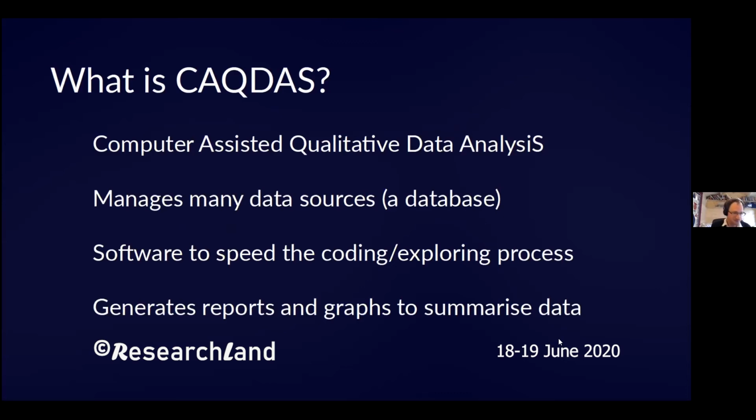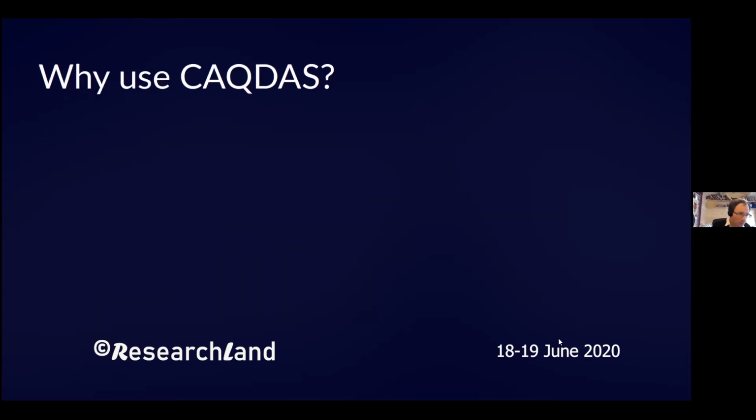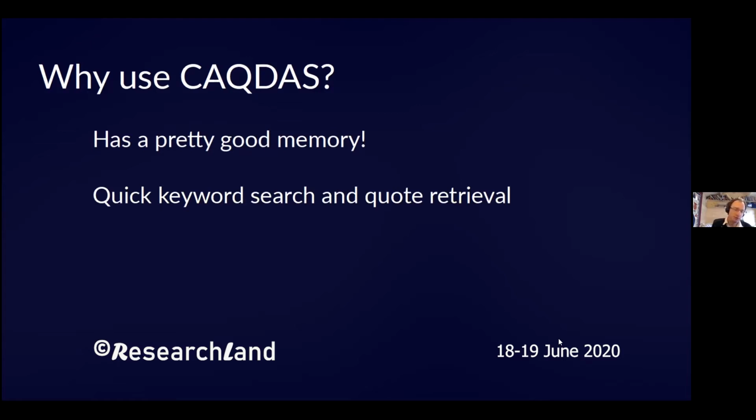So what are the advantages to using specific qualitative software? Well, first of all, I'd say, for me, the most important thing is that it has a very good memory. It can keep track of all of your sources, all of your codes, even if you have hundreds of them, and can remember where thousands, hundreds of thousands of sections of text have been put. And what that means is it's very quick to go back and find that later on. So you can search for particular words that you want to. So if you wanted to see every time someone said the word family, you can do that.